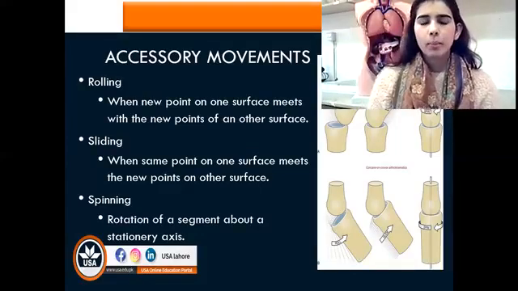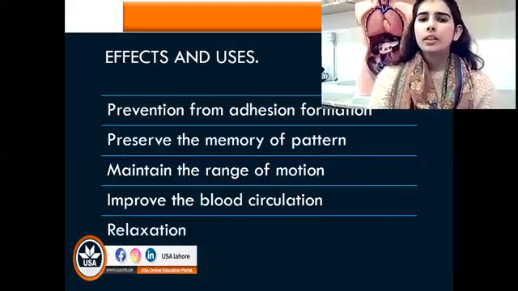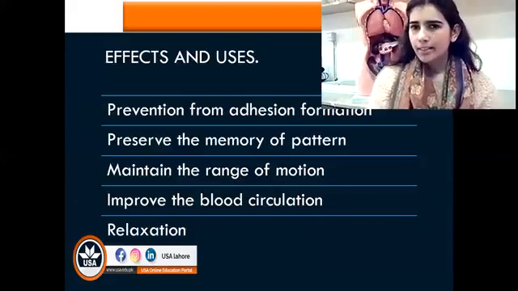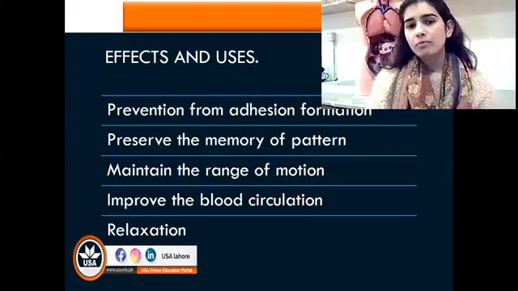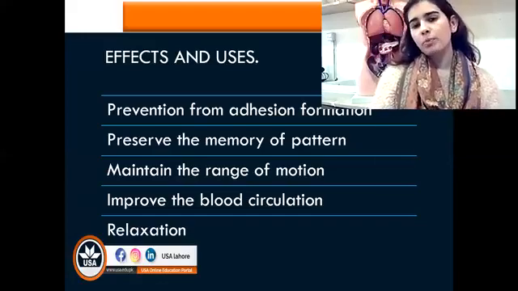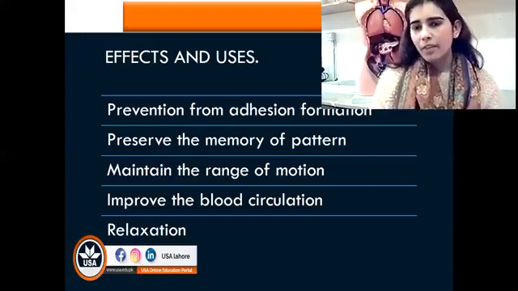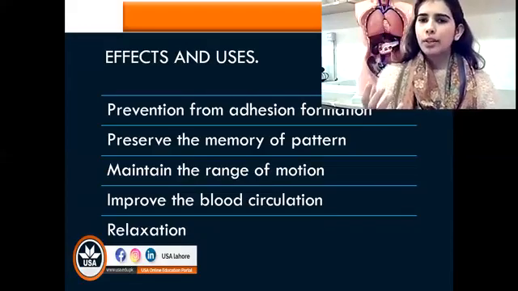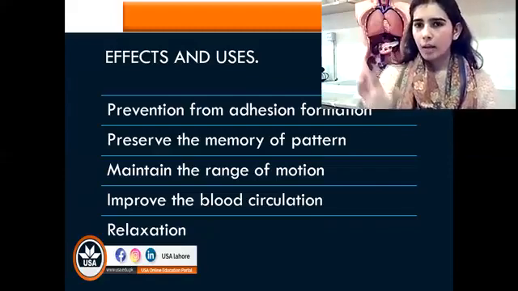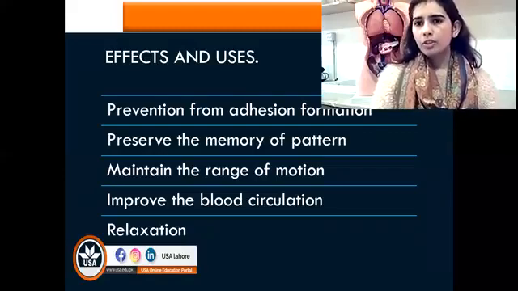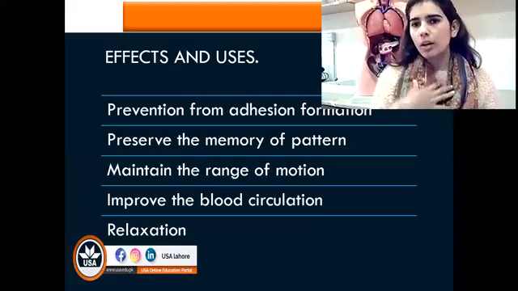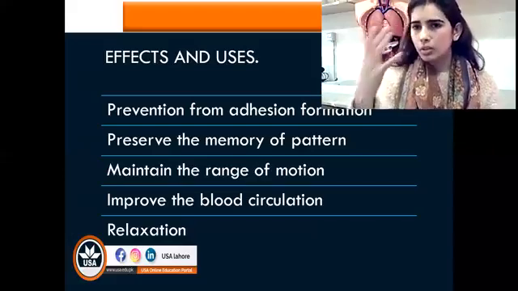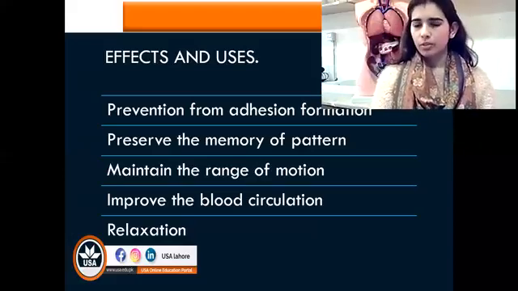Then come the effects and uses of the physiological and accessory, or let's say the relaxed passive movements, in which the first one is prevention of adhesion formation, very effective and very meaningful. We want to protect the joint from making adhesions on its capsule, which is the side effect of being immobilized. So while the patient cannot use his own limb, we make that patient use his limb with our force, or the force of gravity, or a mechanical force, let's say the passive forces.